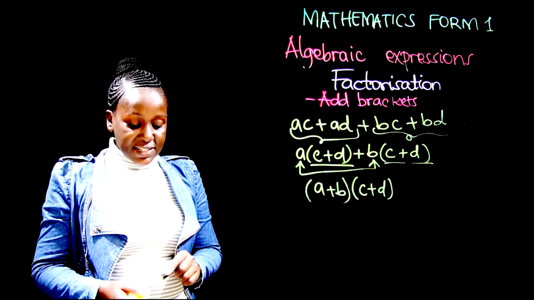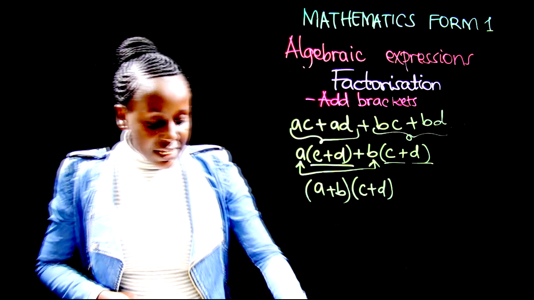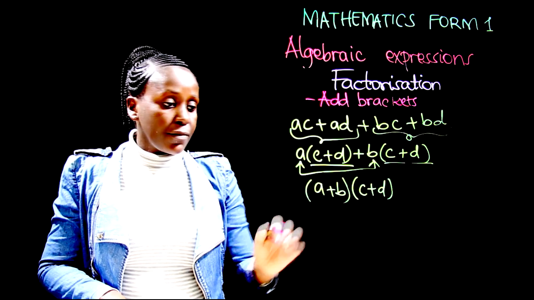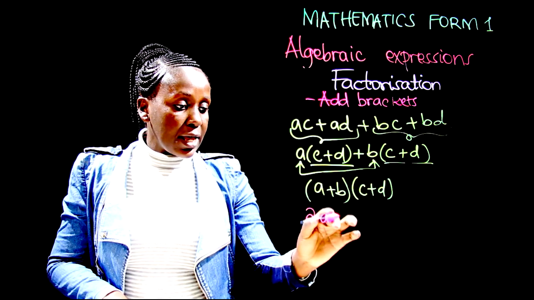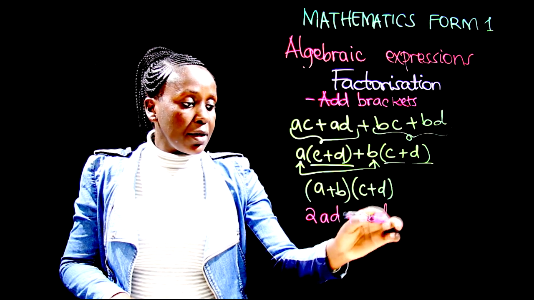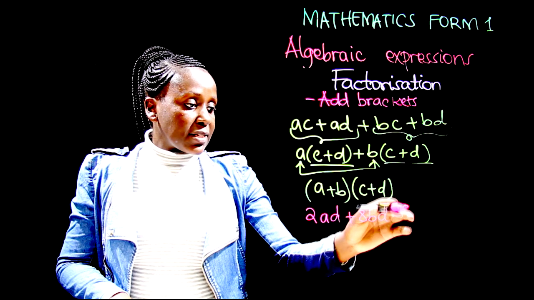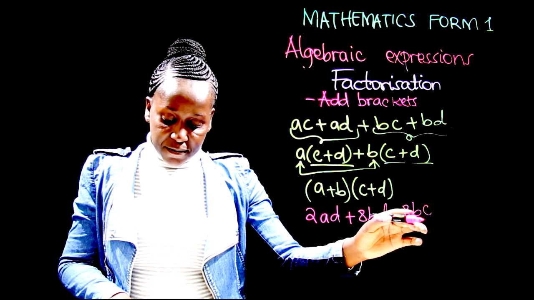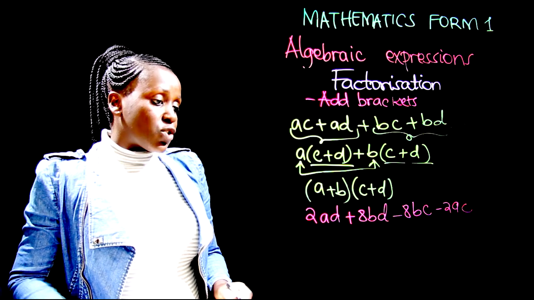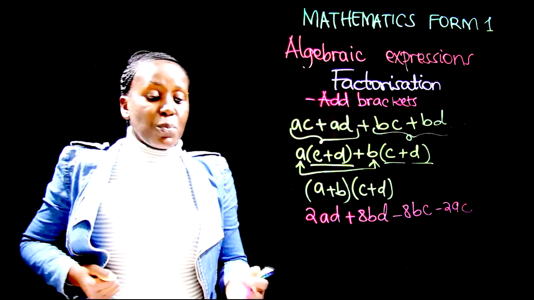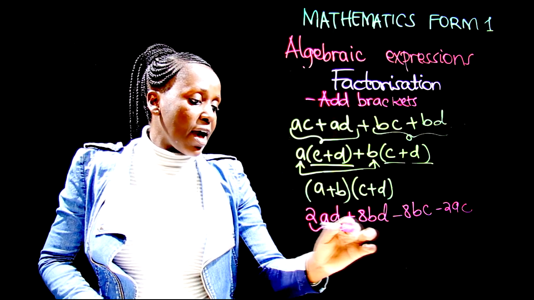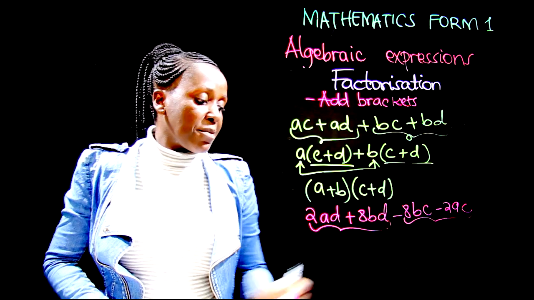Now let's look at another example. So in this example, we are going to have 2AD plus 8BD minus 8BC minus 2AC. So now, again, we are going to pair these terms. So here we have a pair, here we have a pair.